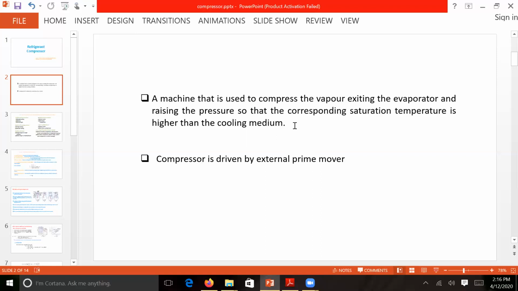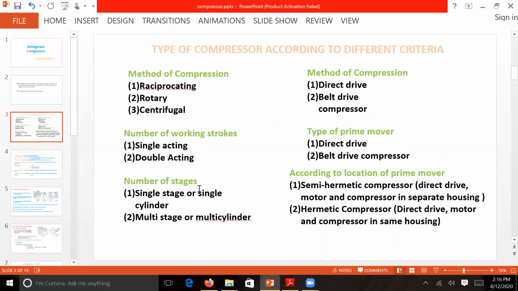So the compressor is a device which consumes external work. Generally electricity is used to run the motor, and that motor is coupled with the compressor, which compresses the refrigerant. Now we'll go to the different classifications of compressors.